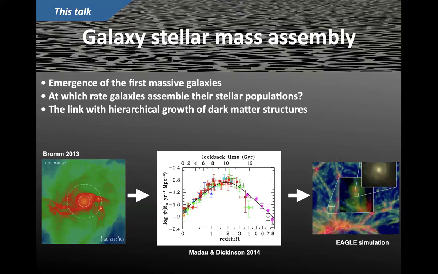So we have this famous Lilly-Madau plot. A lot of you here contributed to this plot. So that's the average evolution of the galaxy with time. And also we'll present some results which allow to link this star formation, the stellar mass assembly, with the mass of the halo.